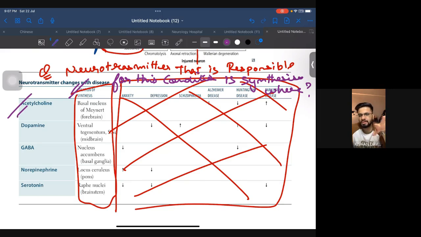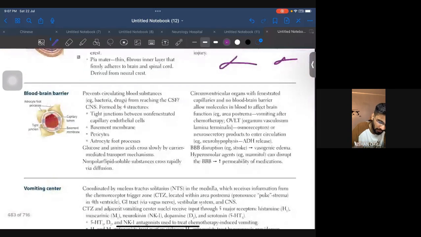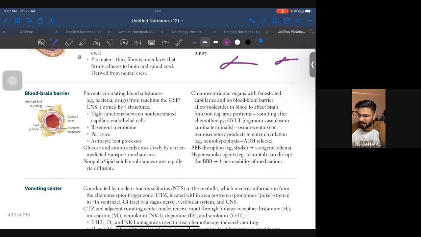See, neuro is all about remembering. I can't help you with the remembering part; I can just tell you what you need to remember and what you don't. So remember the location of synthesis. You will be confused between raphe nuclei and nucleus basalis of Meynert. They won't ask directly. You have to figure out what the neurotransmitter deficiency or excess is, and based on that, pick the location. All right, moving ahead. Meninges, ignore for now, no need to know. Blood-brain barrier, two points are there.